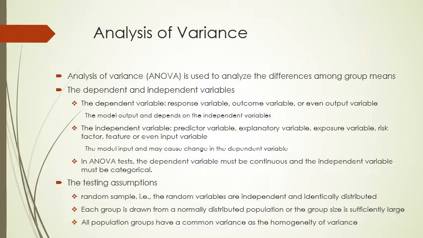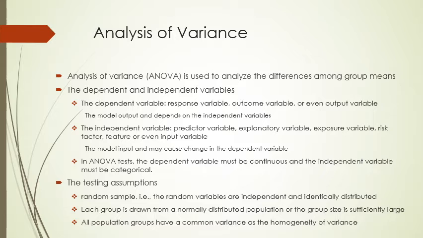In ANOVA, the dependent variable must be continuous, and the independent variable must be categorical. For example, we hypothesize students in different grades score the same in the exam. Then, the exam score is the dependent variable, and the school grade is the independent variable. Since the score is continuous and the school grade is categorical, we may use the ANOVA test as the analysis method. The ANOVA test has the following assumptions.